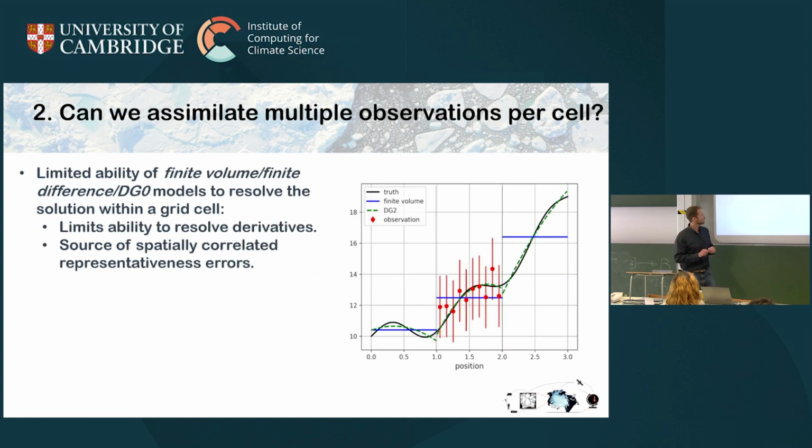Well, the second problem is explained over here. So in black we got some true solution. In blue we got the best fit we can get from a finite volume method, and we got some observations that have uncorrelated errors around truth. But as you can see, the observations on the right hand side of this cell are all above the best finite volume fit, while those on the left hand side are below.